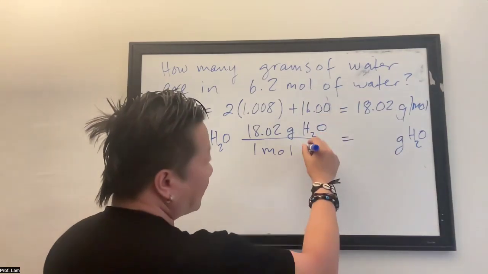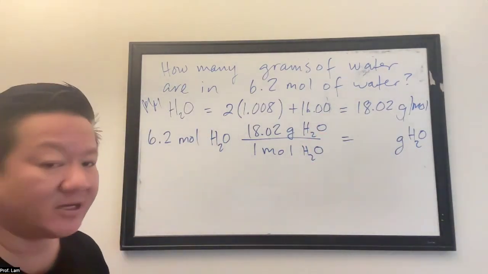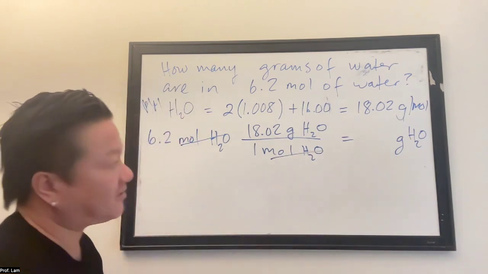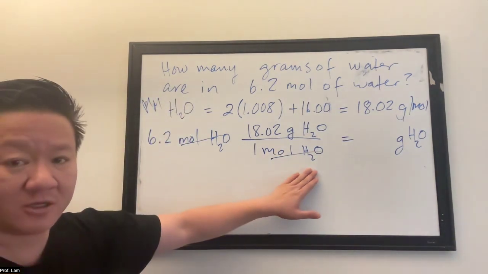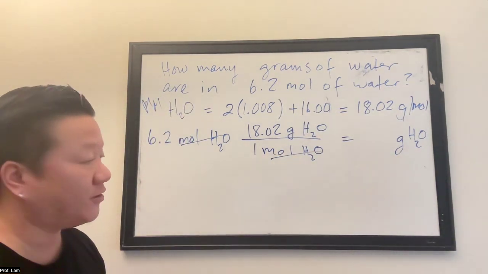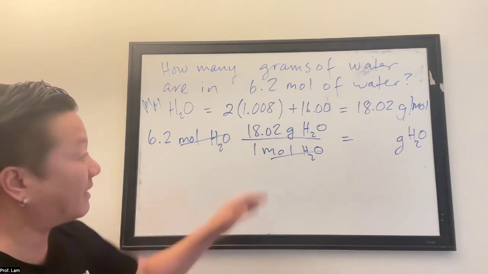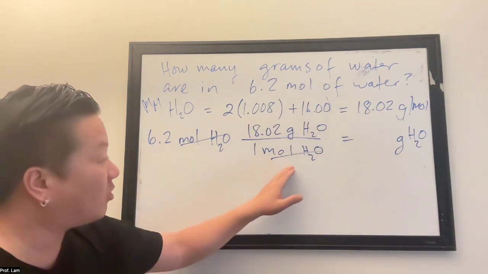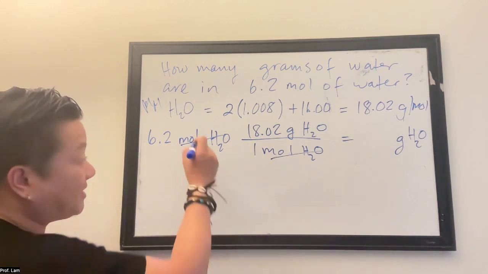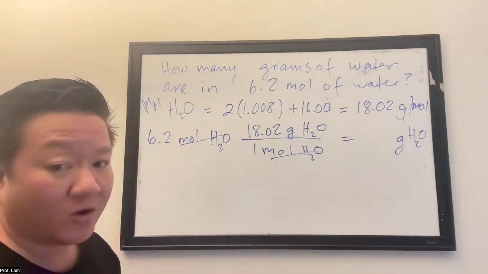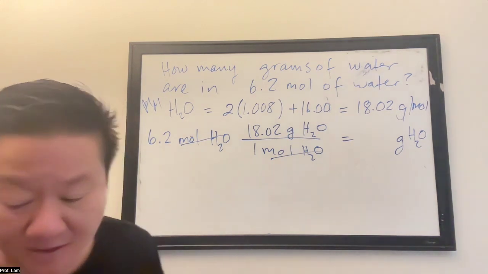And what are we talking about? We're talking about water. So be very deliberate and specific about the units that you're going to use. It's going to be really helpful for you when you're doing this kind of problem solving. Grams of what? Grams of water. Mole of what? Mole of water. So you can see that mole of water cancels, and all you have left is grams of water. Okay, so let's punch that in.